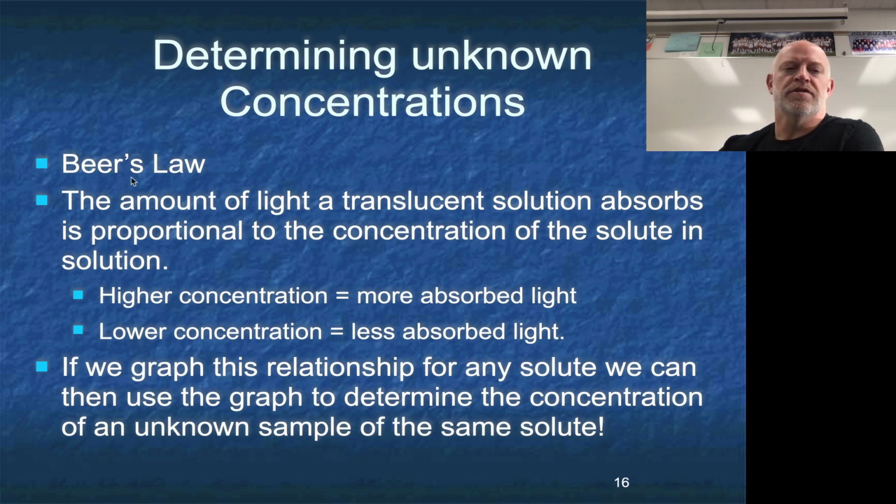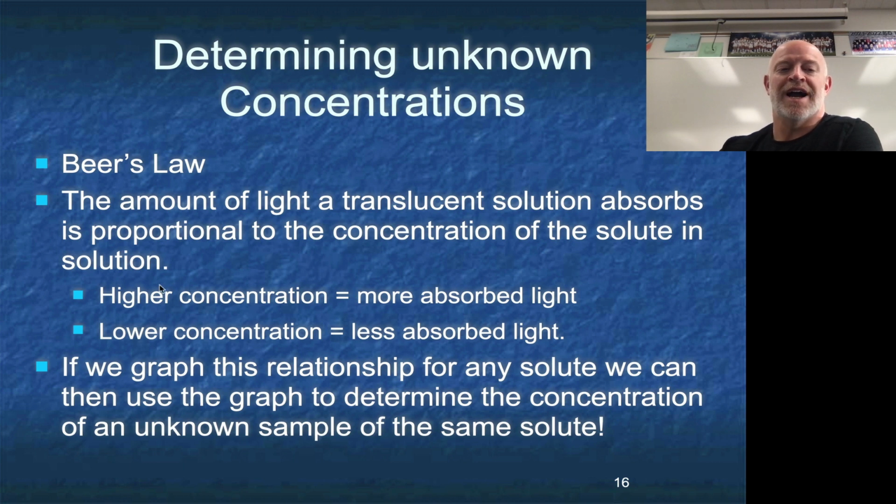So what Beer's Law tells us is that if we pass a beam of light through a translucent solution, so it has to have some color to it, the amount of light that passes through is going to be proportional to how concentrated it is. Okay, so that colored solution is going to absorb some wavelengths of light and it's going to transmit some others.